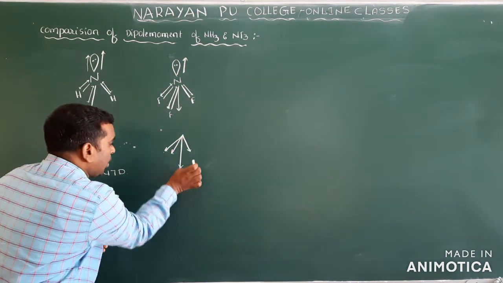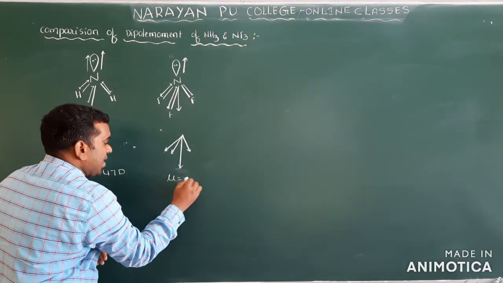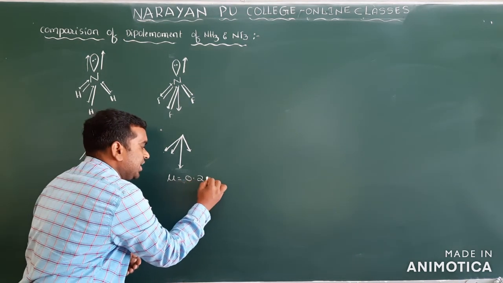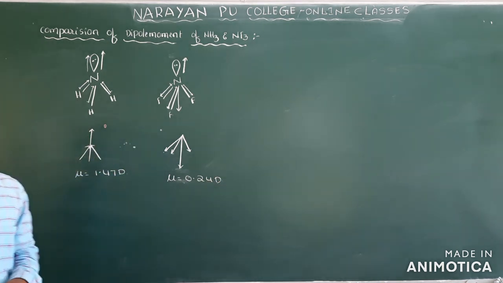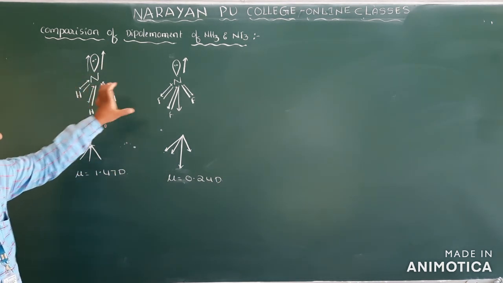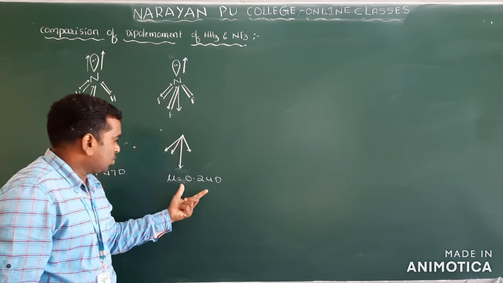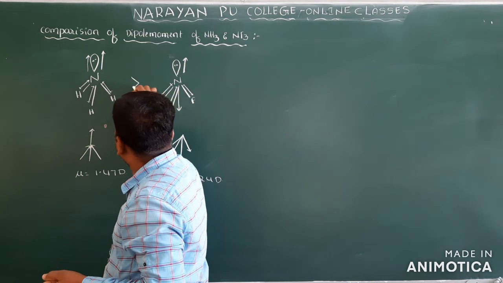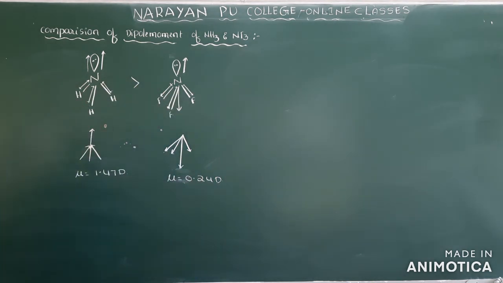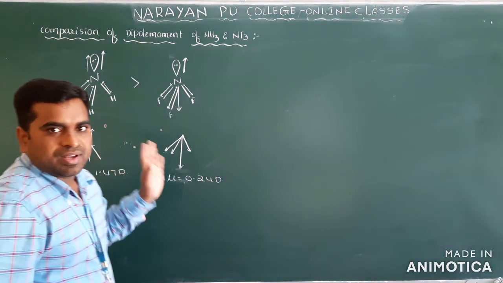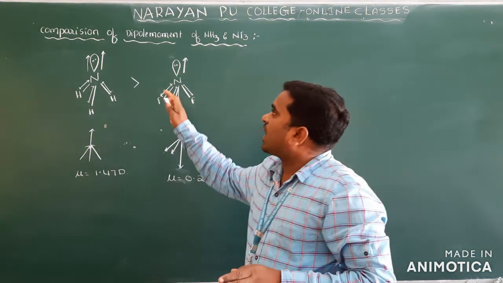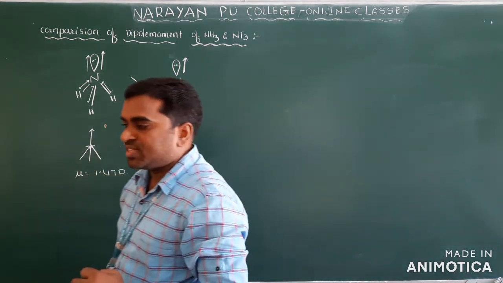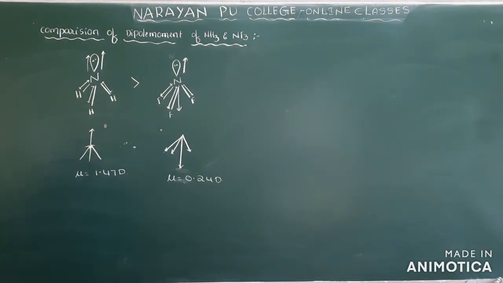So that's why you will get some value here. That value is 0.24 D. Clear? So in NH3 the dipole moments are added and in NF3 the dipole moments are cancelled. That's why the dipole moment of NH3 is greater than the dipole moment of NF3. Clear? So this is the comparison of the dipole moment of NH3 and NF3. They ask this question in the PU examination.